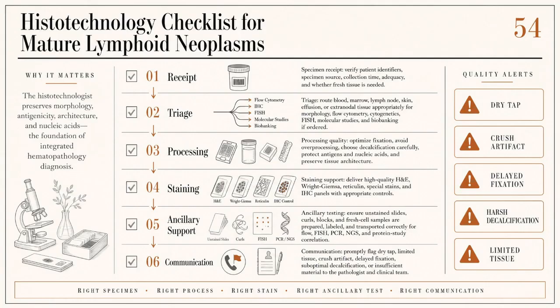Effective documentation of specimen handling and clear communication with the pathology and clinical teams ensure that all diagnostic modalities are coordinated seamlessly, preventing delays or loss of critical information. This checklist is not merely a procedural guide. It embodies the integration of histotechnology expertise into the multidisciplinary diagnostic process. By adhering to these steps, you contribute directly to accurate diagnosis, appropriate patient management, and ultimately, improved clinical outcomes. As we proceed, keep in mind that attention to detail at every phase, from specimen receipt through staining quality and communication, forms the foundation of excellence in hematopathology and clinical laboratory practice.